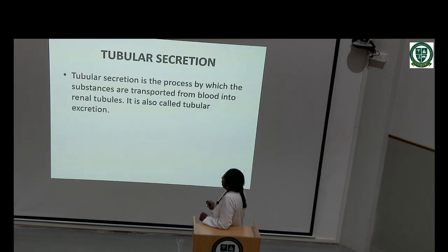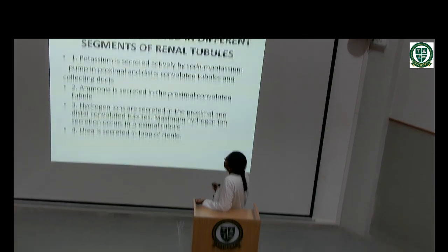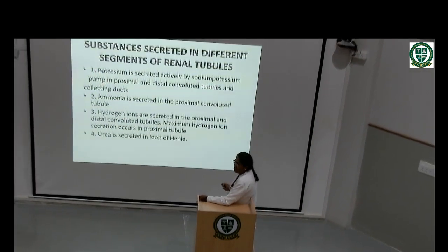Coming to tubular secretion. This is the third step of urine formation. Tubular secretion is a process by which substances are transported from blood into the renal tubules, also called tubular excretion. It is secretion from capillaries to the nephron for excretion. Here are some examples of tubular secretion.